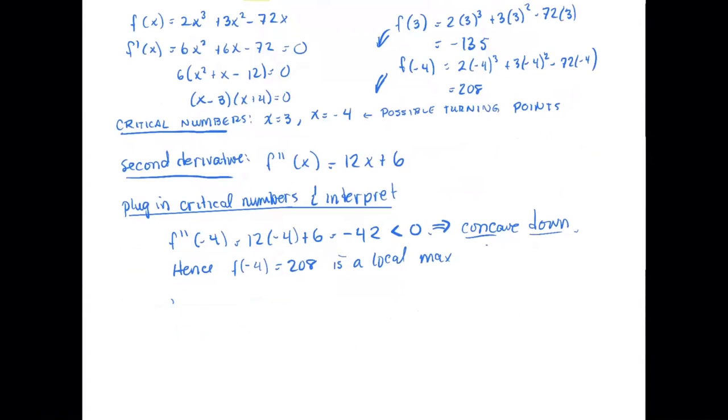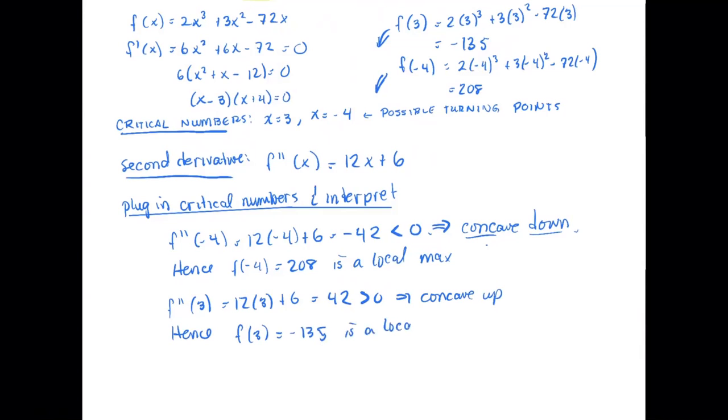And then f double prime of 3, which is 12 times 3 plus 6, is equal to 42, which is greater than 0, which means concave up. Hence, f of 3, which is equal to negative 135, is a local min. That was really all that was needed on the second one. Find the second derivative, plug it in, tell me the concavity, and then reach the conclusion that we know. We already know the conclusion, but we just have to show me why it's true. Okay. All right. So I hope this helps.